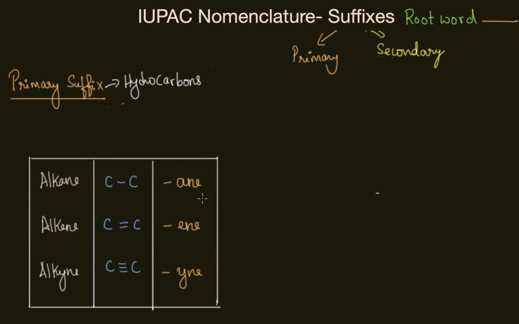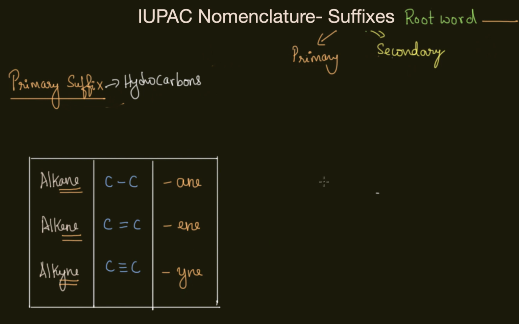So you can read it as ane, ene and yne, and you can remember that we have taken it from the last three letters of their name. Now you may be wondering, why did I put a dash here? The dash means that this particular suffix is attached to something. That something will be the root word. So these are the primary suffixes.